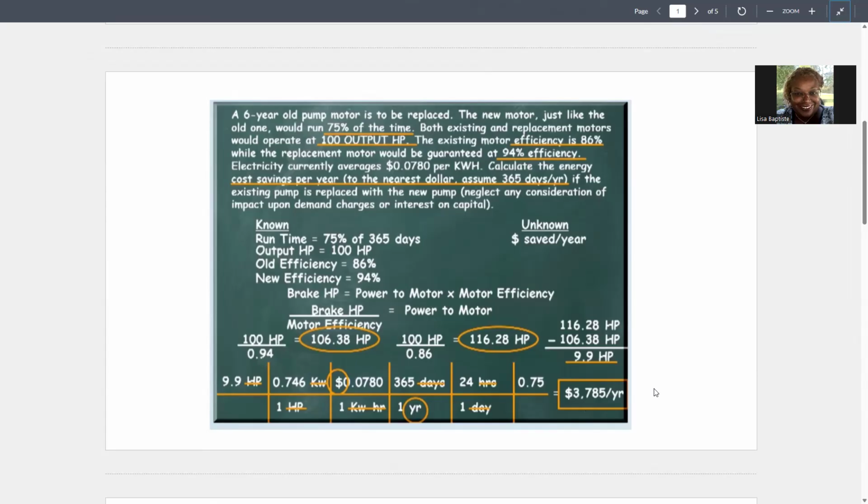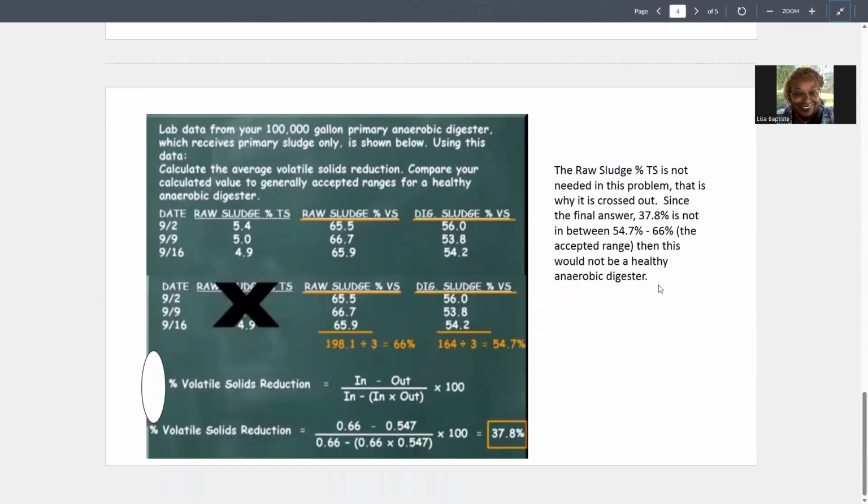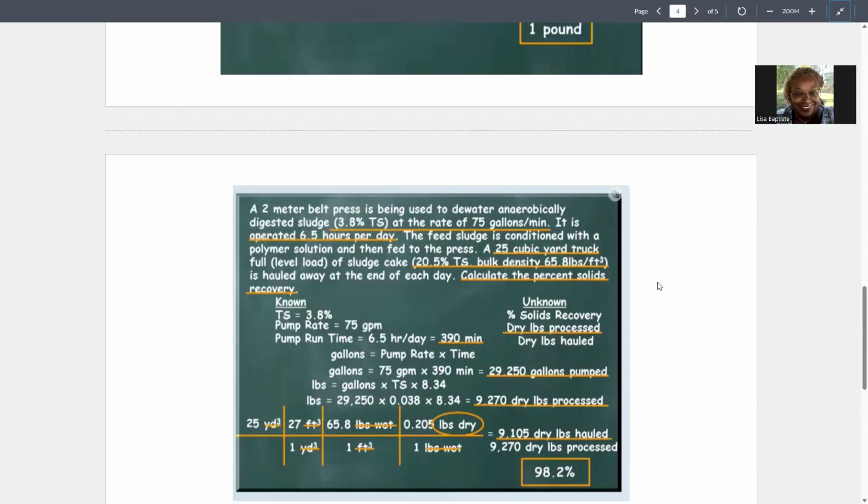All right. And that might be 3,000. Let me check that. 9.9 times 0.746 times 0.078 times 365 times 24 times 0.75. Yep, that is 3,000. All right, so this is $3,785 that you save per year. All right, so go through these different calculations and see if you have questions on that.